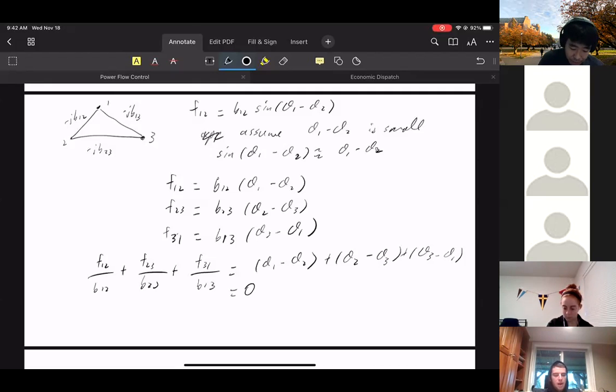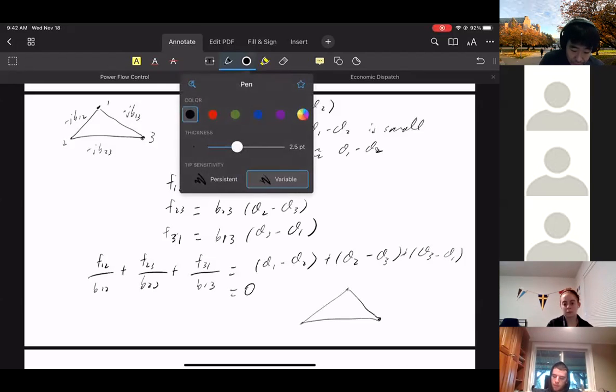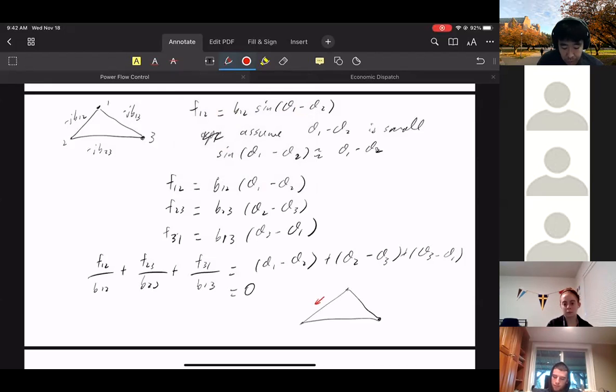Okay. So if you look at this network again, if I want to increase the flow from 1 to 2, there must be some other changes in the buses to cancel out this flow, to make sure this linear equation holds. So this cannot be done independently. There are probably some other flows in the network as well to balance this out.